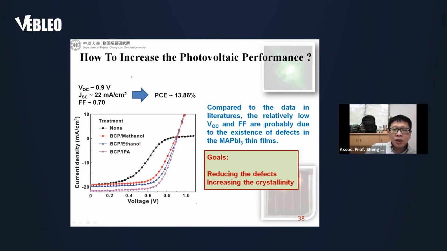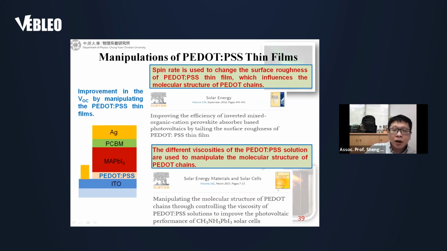So one year ago, we just achieved a value of about 40%. So we just try to think how to increase the efficiency to 20%. So the goal is reducing the defect and increasing the crystallinity. And we also try to modify the PEDOT:PSS thin film. So there are two papers. We try to do something, but we did not exactly increase the efficiency to 20%.